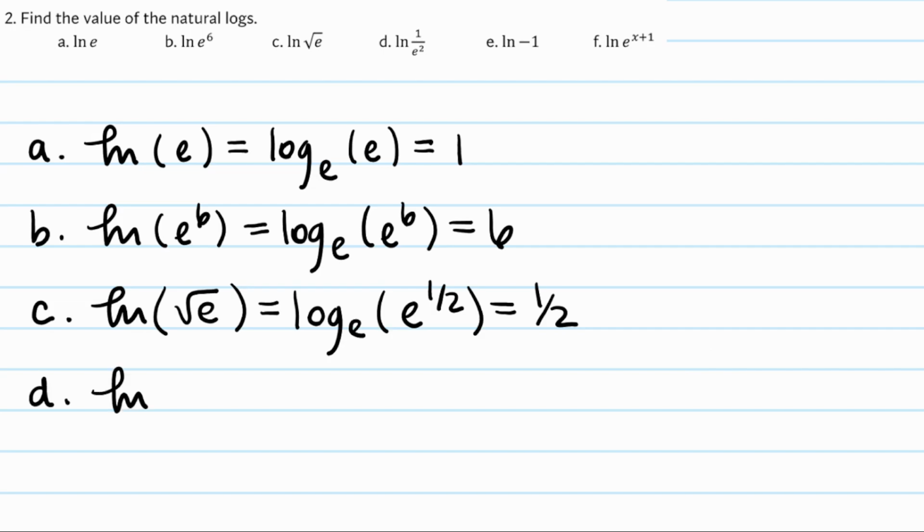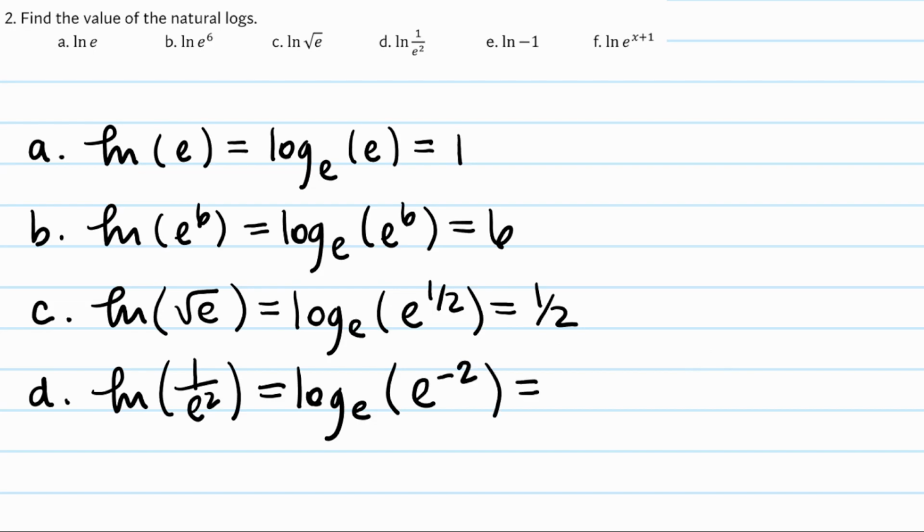Next is natural log of 1 over e to the 2. Okay, so that's log with base e. And argument, all right, I can write that as a negative power of e. If I've got 1 over e squared, that's the same as e to the negative 2 power. That'll be negative 2, because I'm thinking, what exponent do I put on e to get e to the negative 2? I'll put the negative 2 exponent on e.